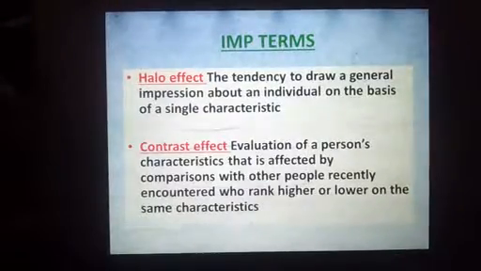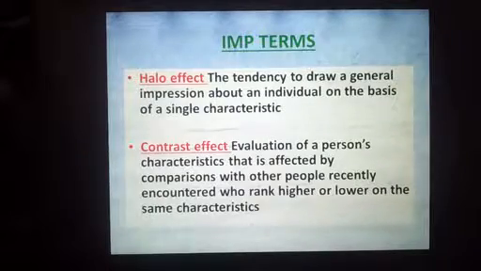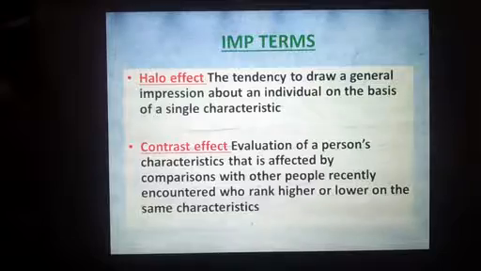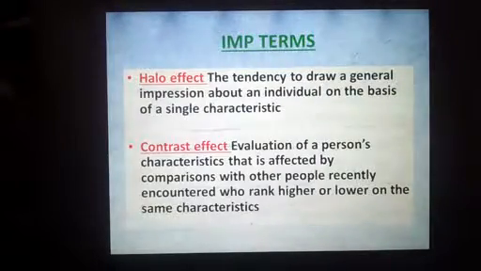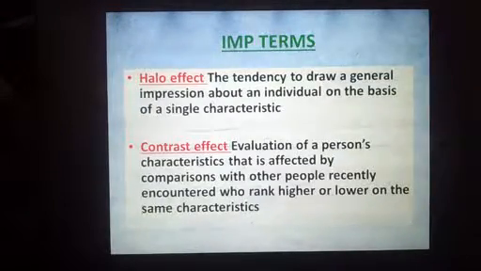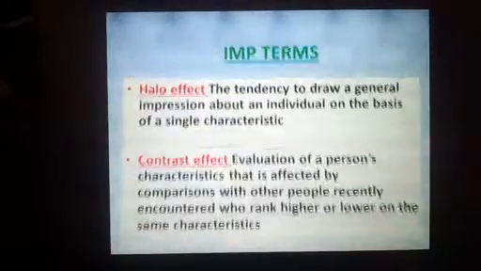Then you have contrast effect. Evaluation of a person's characteristics that is affected by a comparison with other people recently encountered who rank higher or lower on the same characteristics. An important concept regularly asked in exams. Evaluate करते हैं हम इसमें person के characters को जो कि affect होते हैं comparison से with other people जिनसे वो recently encounter हुआ है who rank higher or lower on same characteristics. Simple one. Let's move further.